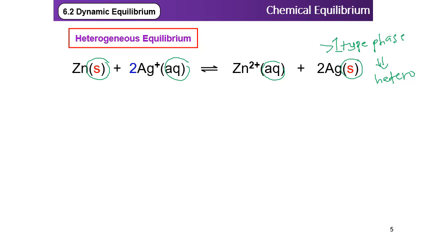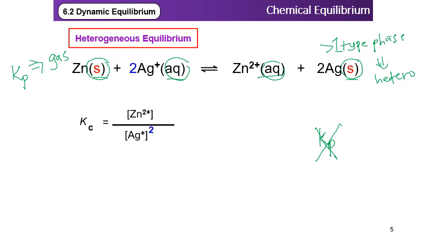So for this equation, if you want to write the Kp expression, it is impossible, because as we know, in the Kp expression, we only involve the gas substances. Here we have solid and aqueous only. So for this heterogeneous equilibrium, we are not able to write the Kp expression. However, we are able to write the Kc expression.